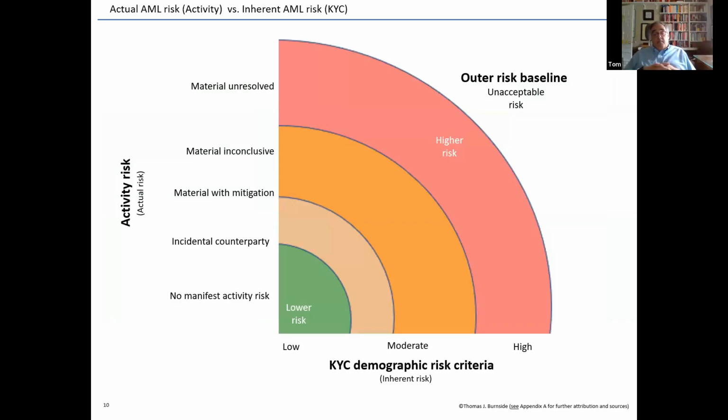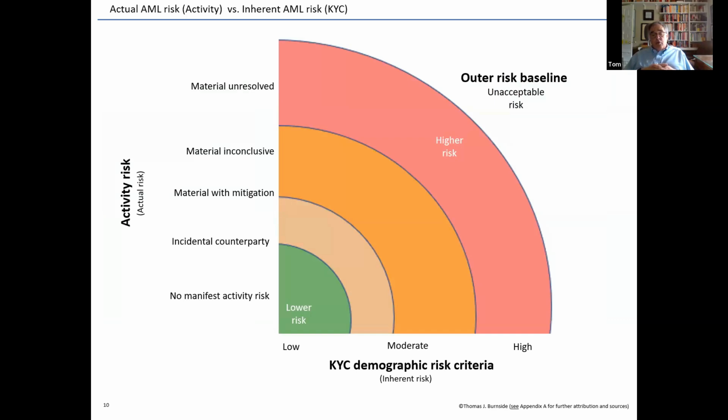So this is the second page that Shanaz and I would discuss with our banks, which was a very rudimentary type of risk proxies. We have the activity risk on one axis and the KYC demographic risk on the other. And I like to use the metaphor of a rowboat. You have two oars. You have your activity oar and your KYC oar.